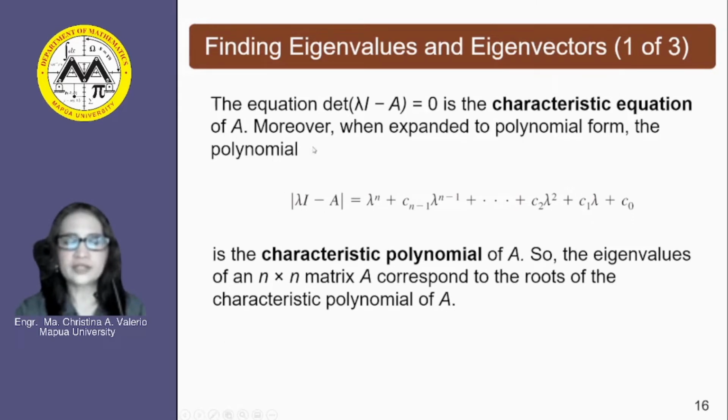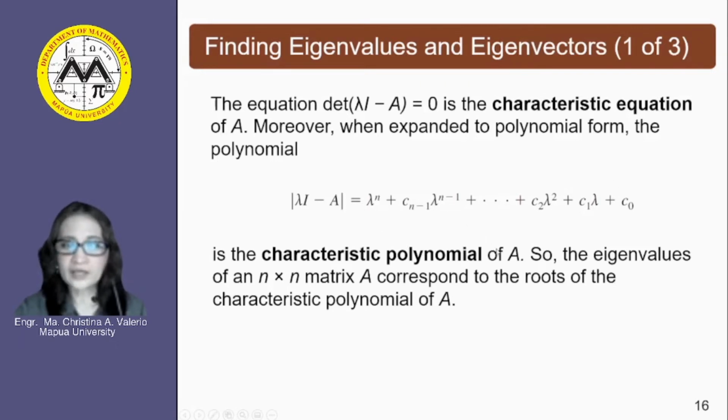The equation, the determinant of the quantity lambda times I minus A equal to 0, is the characteristic equation of the matrix A. Moreover, when expanded to polynomial form, the expression resulting from the determinant of lambda times I minus A will be lambda raised to n plus c sub n minus 1 times lambda raised to n minus 1 plus ... plus c sub 2 times lambda squared plus c sub 1 times lambda plus c sub 0. This is the characteristic polynomial of A.